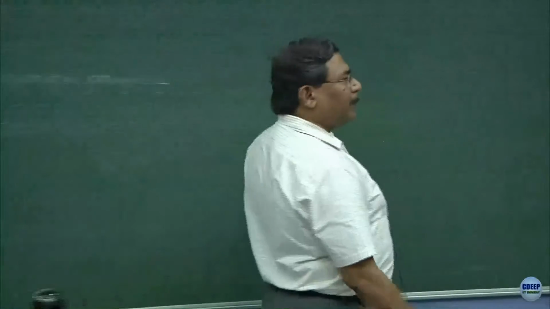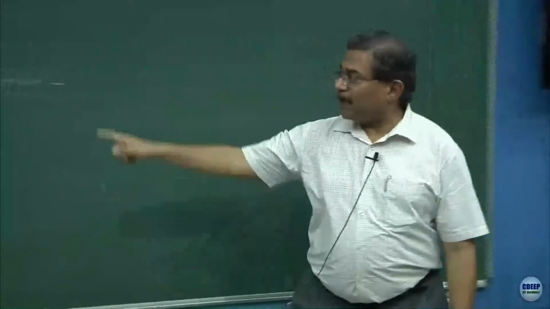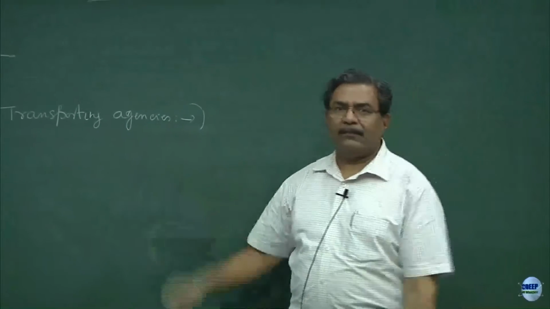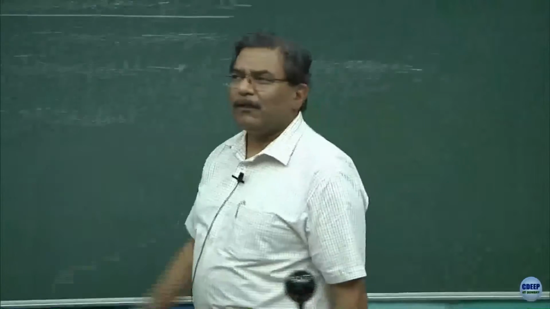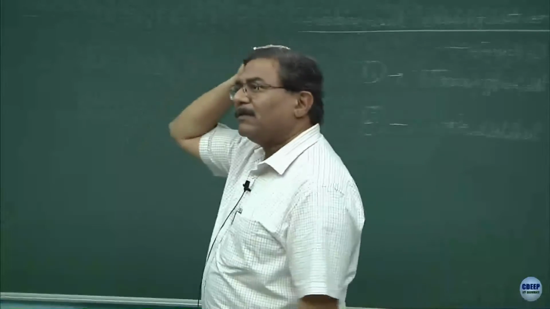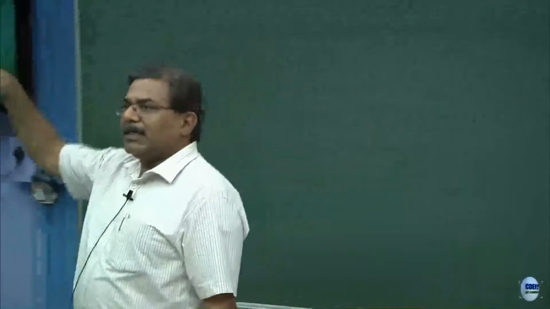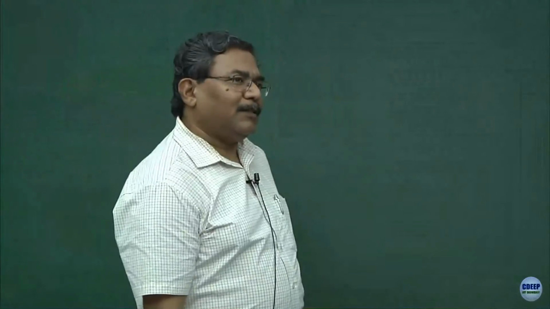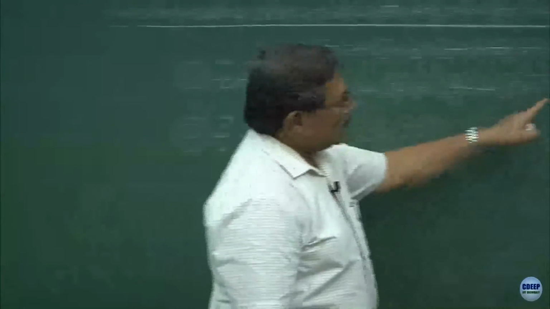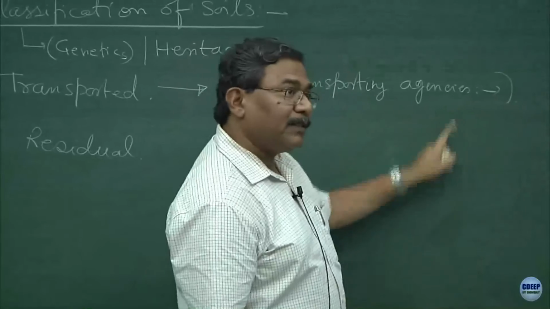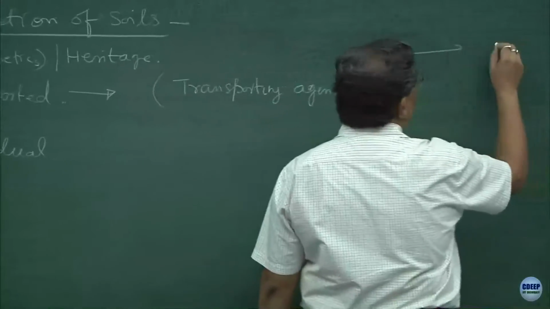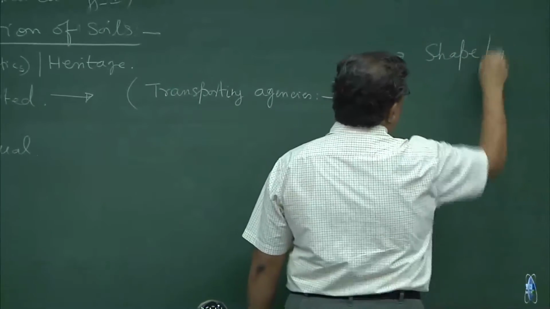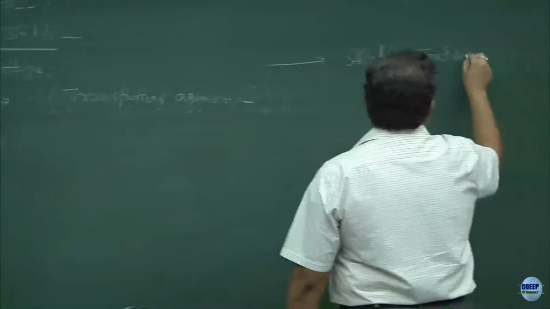Now if you look at the attributes of these materials which have been transported, attribute means, let us say, color and shape. How many have been to the Gangetic plain, Brahmaputra river, or say Ganges or Yamuna and all those? So why am I asking like this? Transported soils, depending upon the transportation agencies, will have peculiar attributes in terms of their shape, particles, texture, color.